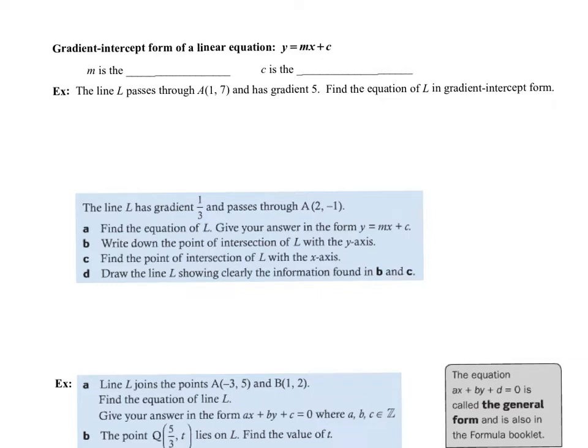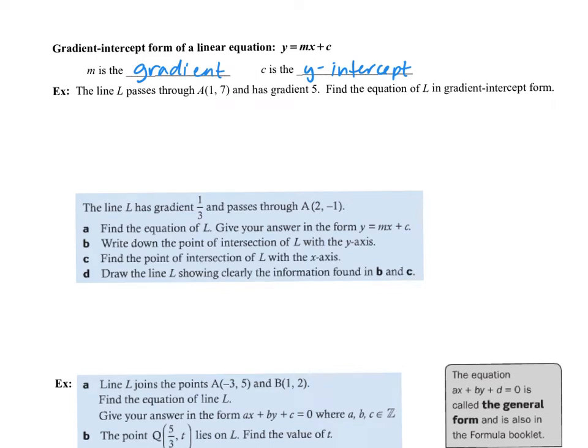And let's identify those parts. Well, since it's slope or gradient intercept form, then m would be the gradient or the slope of the line, and then c would be the y-intercept, the y value of the point where the line crosses the y-axis.